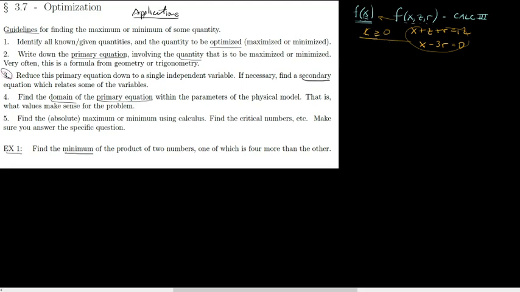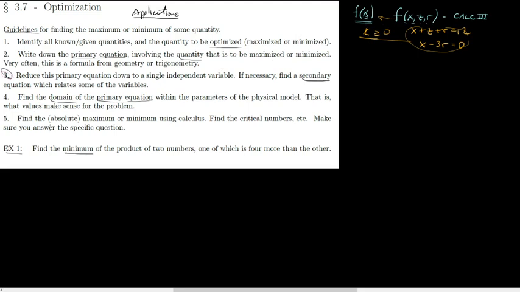So it might not be apparent looking at the function, but your x might have to be positive as an example, right? So in other words, what makes sense for the problem, right? So if you're talking about length of a fence, you want your x or your L to be non-negative.